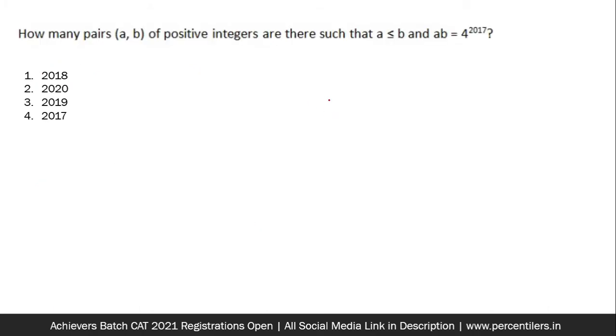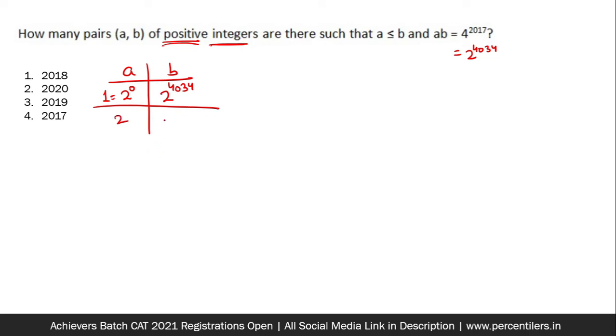Another question which is easy but not simple, according to me, because people make one very basic mistake in this question. I hope you didn't. So a and b are positive integers and a has to be less than or equal to b. People forget that they can take a as 2 to the power 0 and b as 2 to the power 4034. Now 4 to the power 2017 is 2 to the power 4034. So people think that 0 is not a positive integer, but a is not 0, a is 2 to the power 0, which is actually equal to 1. So it is very much allowed.